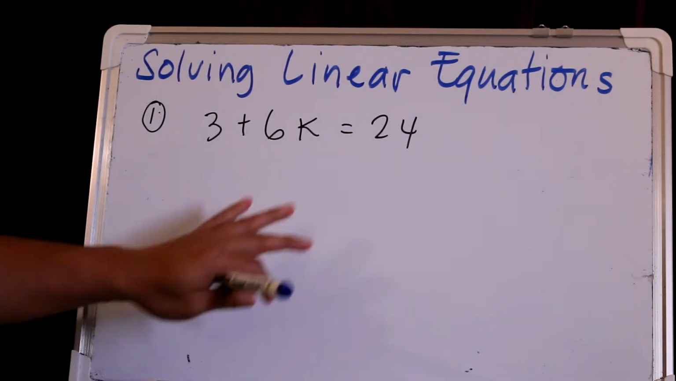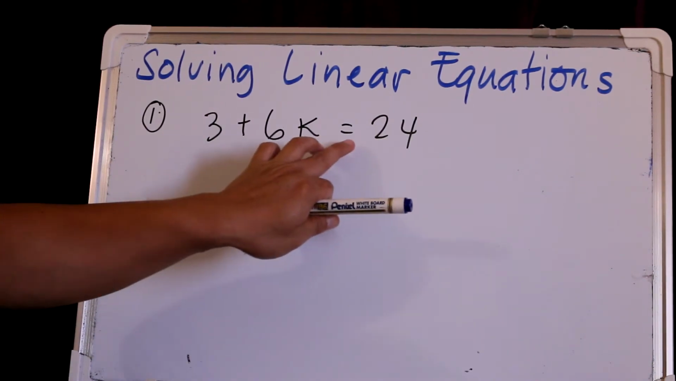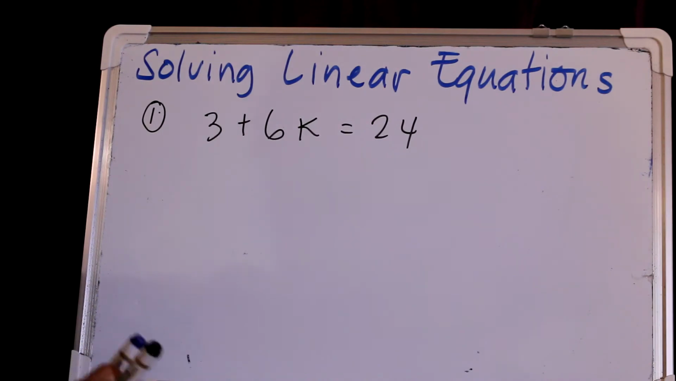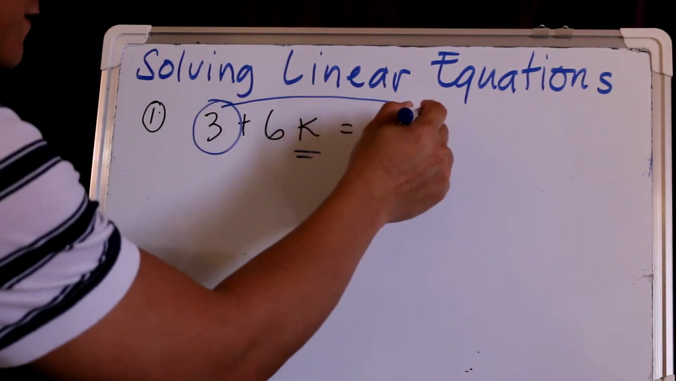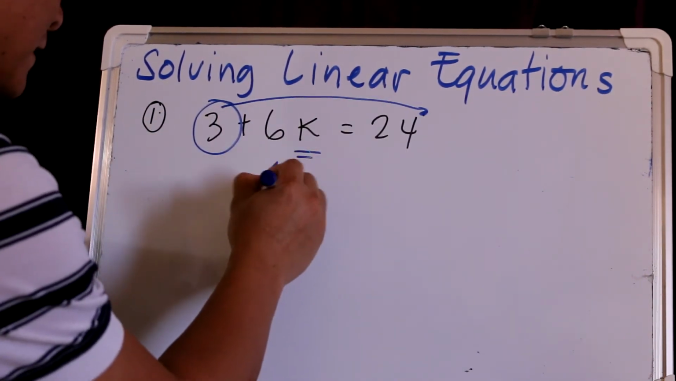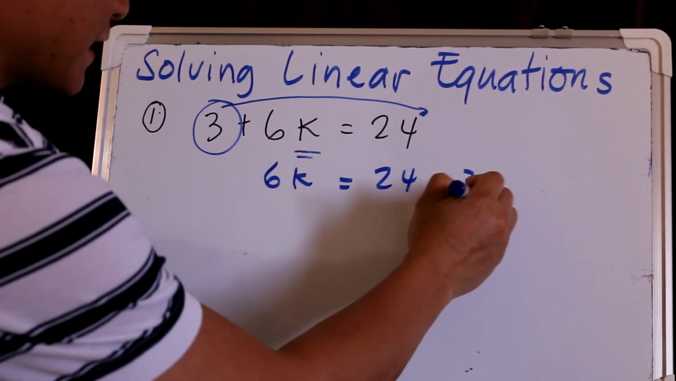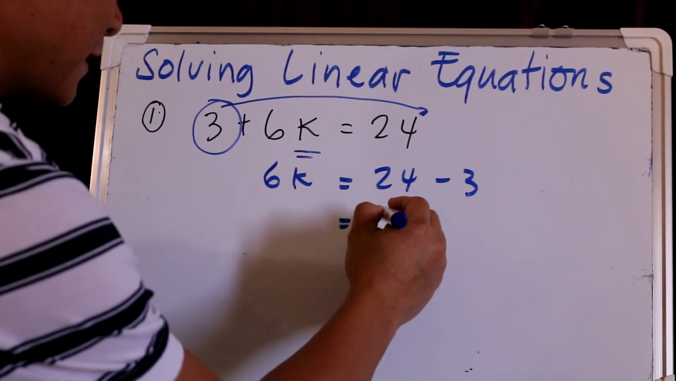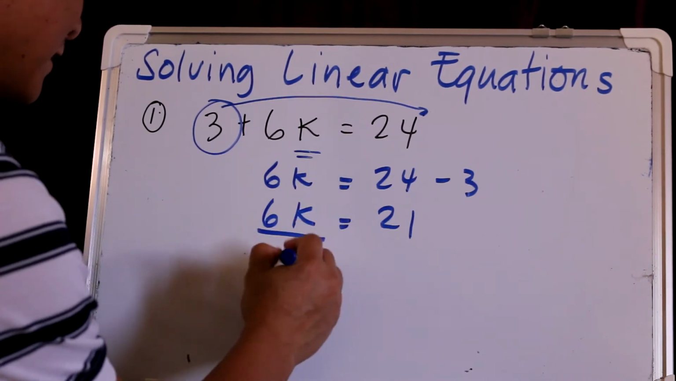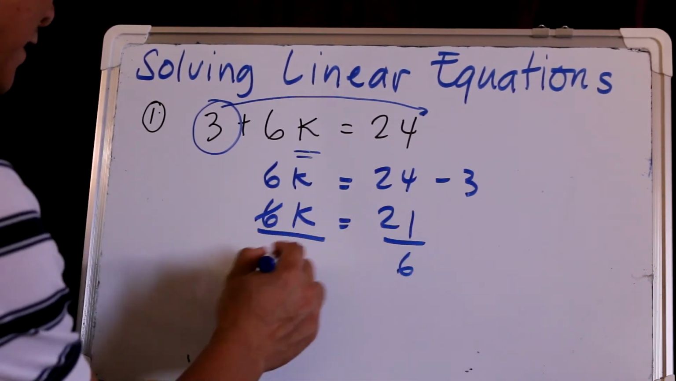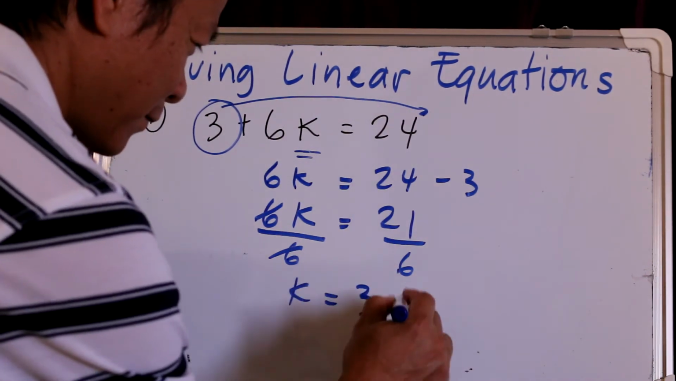Alright, so it says solve the linear equation 3 plus 6k equals 24. So again, we will find the value of k. 3 will be transferred to the other side, so that means you will have 6k equals 24 minus 3. So 24 minus 3, that means 21, and you have 6k here, divided by 6, divided by 6. How much would that be? So k is equal to 3.5.